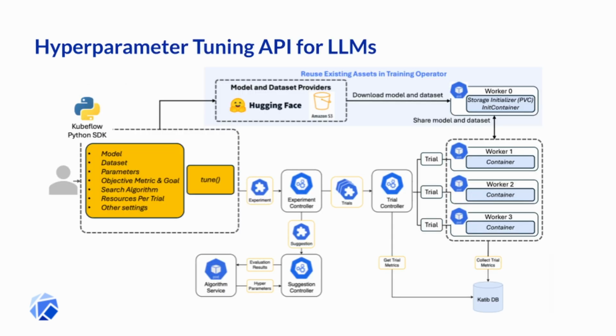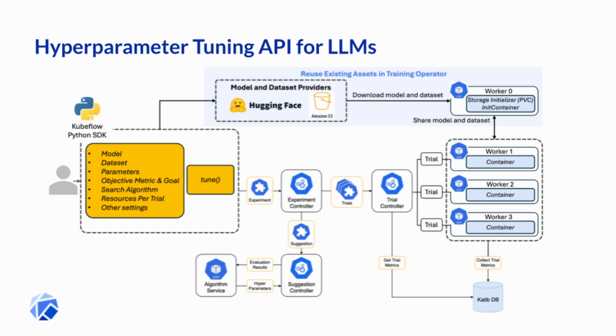This is the architecture of the hyperparameter optimization for LLMs. It enables data scientists to run hyperparameter tuning experiments efficiently using a simple Python SDK. Users define experiments in Python, specifying the model, dataset, hyperparameters, objective metrics, search algorithm, resource allocation per trial worker, and other settings. Models and datasets can be downloaded from providers like Hugging Face or Amazon S3, leveraging training operator's storage initializer, which stores these assets as persistent volume claims for shared access.